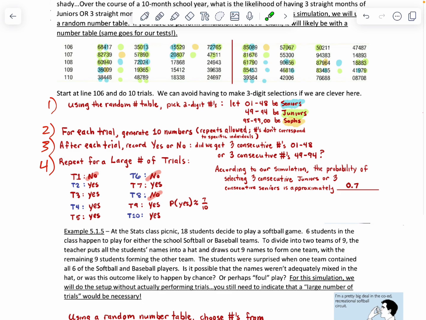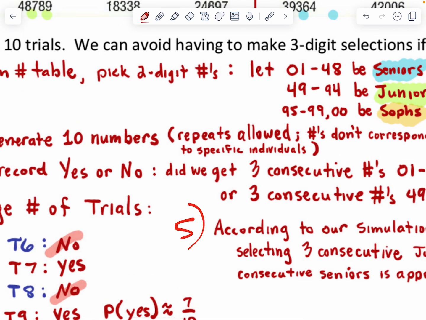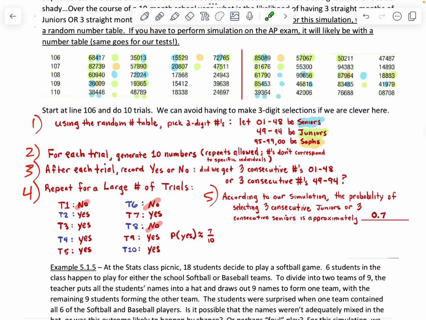And how you write your conclusion is step 5. Remember, in stats, the conclusion is probably the most important part. Yes, there are other ways to assign your numbers as juniors, seniors, sophomores. What if we use numbers 01 through 06 first to represent the sophomores? That is also correct. That would have gotten you a different number of trials, okay? What if we had assigned our numbers differently? There are multiple ways to correctly assign your numbers, for the record, but according to this simulation, the probability of, blah, blah, blah, say something in context about the student of the month, juniors and seniors, is 0.7.